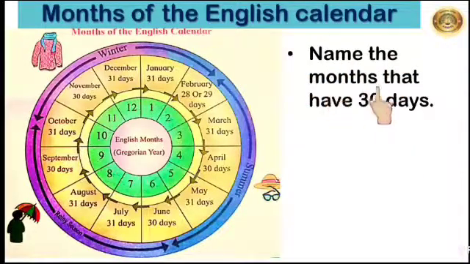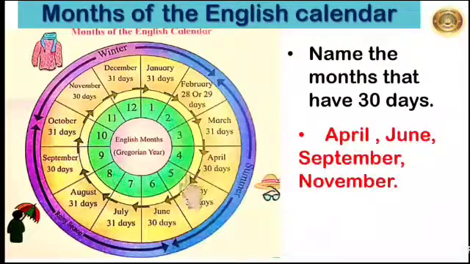Name the months that have 30 days. Children, we have learnt it before. Which months have 30 days? Are you able to answer that? Yes. We have 4 months that have 30 days: April, June, September and November. These 4 months have 30 days. Next.